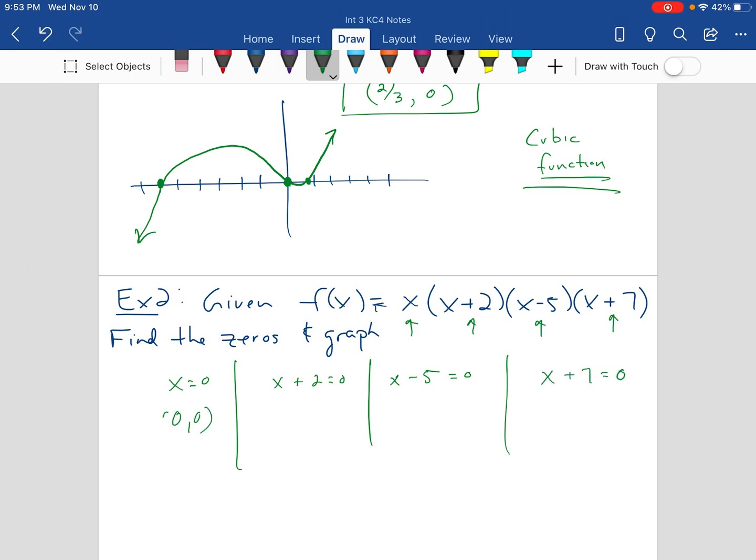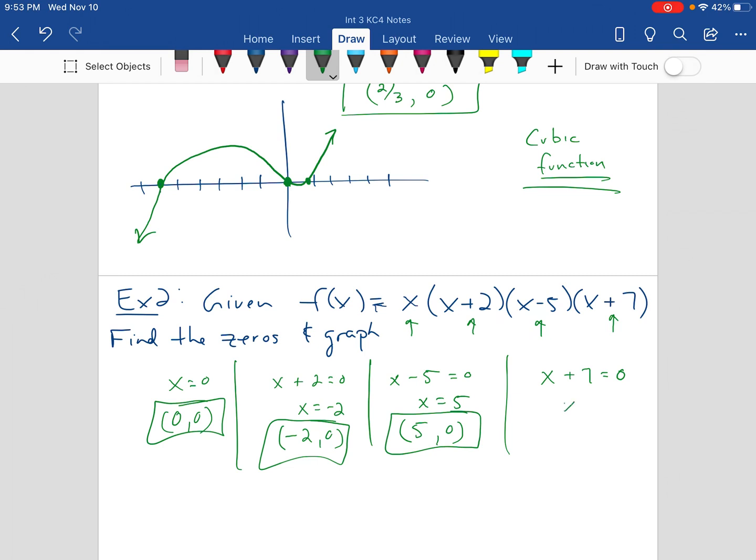So the first one is done for you. (0, 0) is one of my zeros. Second one, x is equal to negative 2. So I have (-2, 0) as another zero. Third one, I have x is equal to 5. So (5, 0) is my third zero. And x is equal to negative 7. So I have (-7, 0) as my fourth zero. So this has 4 zeros, which means that this is a quartic function.